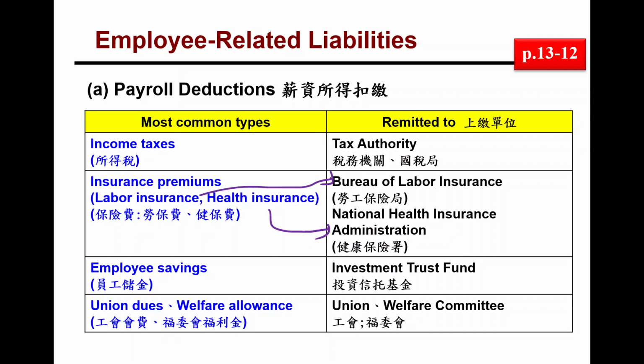And employee savings. Employee savings is what? It is with my permission, right? So I decide I'll use some money to do investment. So the money goes to whom? The investment trust fund. The investment trust fund will help me do some investment, try to earn money for my retirement. Okay. And that $200 welfare allowance is union dues, right? So to whom? To the union.